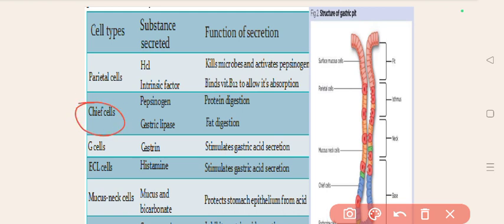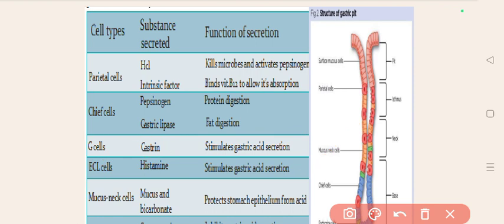Now there is a presence of chief cells. Chief cells are responsible for the pepsinogen, which is responsible for protein digestion. Chief cells also secrete gastric lipase, which is responsible for fat digestion. Right? Now G cell, it secretes gastrin. It will stimulate your HCl secretion. Enterochromaffin cells secrete the histamine, which is also responsible for HCl secretion.